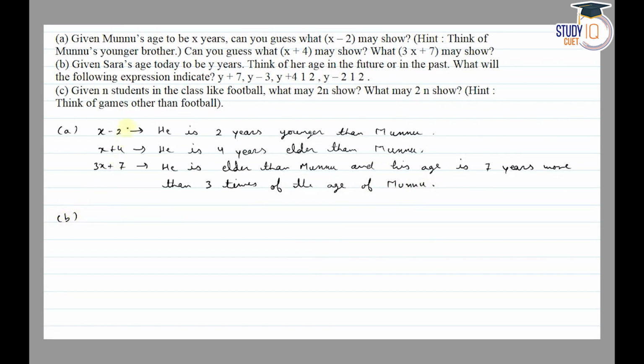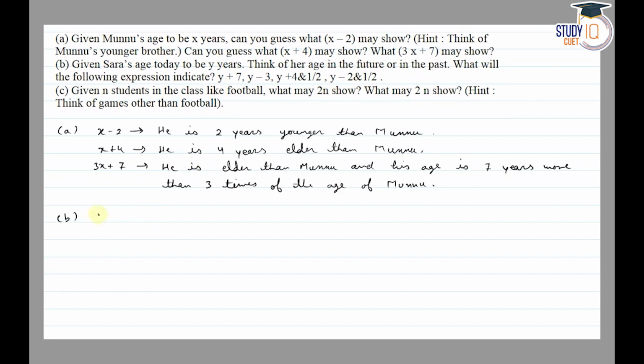Part B: given Sara's age today to be y years, think of whether her age is in the future or in the past. What will the following expressions indicate? y plus 7, y minus 3, y plus 4 and a half, y minus 2 and a half.